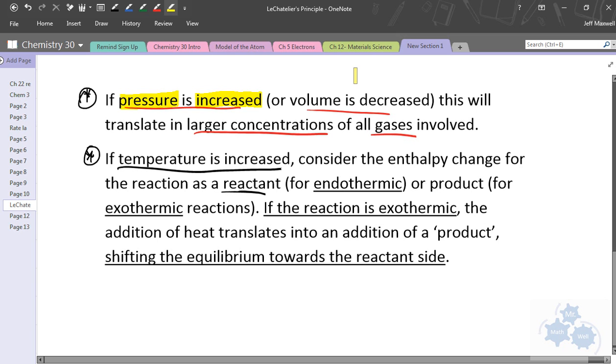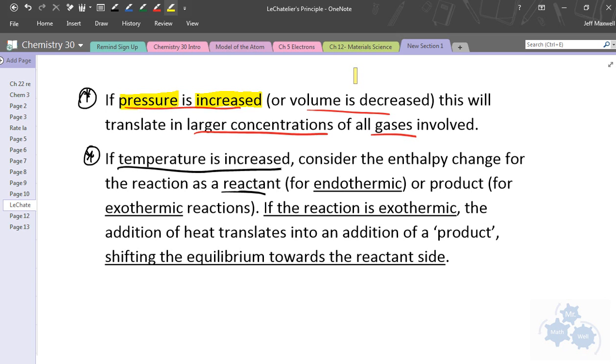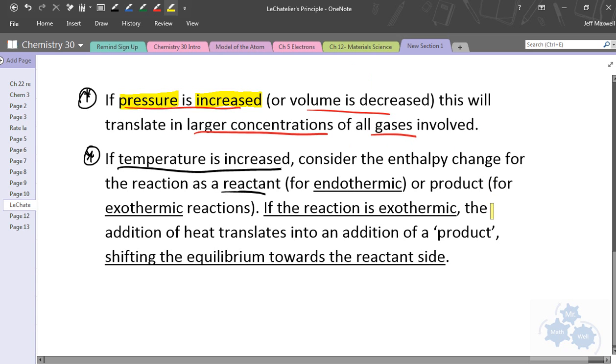If you decrease the volume, there's not as much space for all those reactants and all the molecules involved to move around, so they end up bumping into the container with a little bit more pressure, okay? There's not as much space for them to kind of chill out. So volume is decreased, same effect. This will translate into larger concentrations for all of the gases involved.